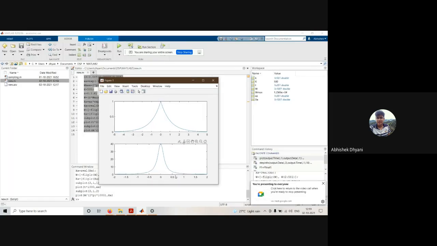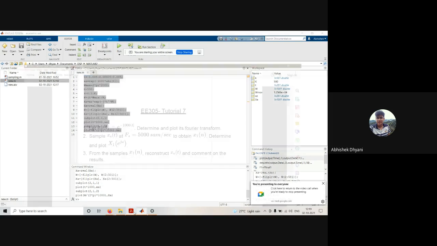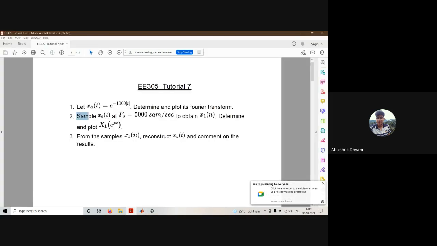So this is how we have obtained first of all the CTFT, right? And in the second question, now that we have calculated the CTFT, it says that first of all, we have to sample the continuous time signal with a sampling frequency of 5,000 samples per second to obtain the discrete time sequence. And for that discrete time sequence, we have to determine and plot the DTFT, which is X1 e raised to the power j omega.